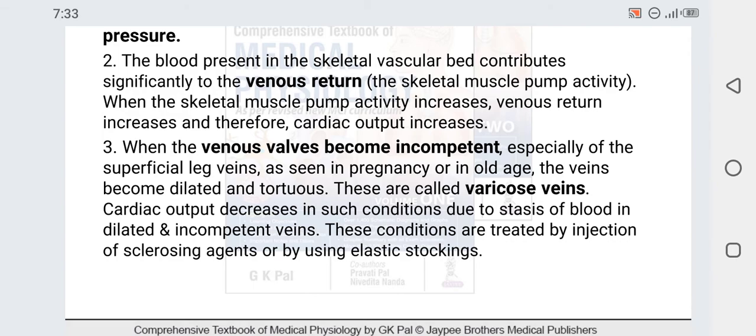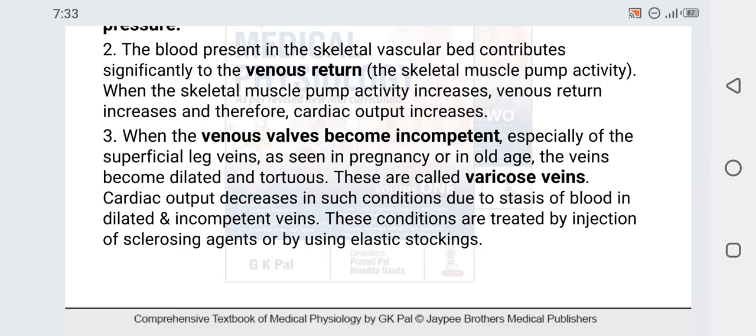and therefore cardiac output also increases. Third importance is when the venous wall becomes incompetent, especially of the superficial leg veins, as seen in pregnancy or in old age, the veins become dilated and tortuous, and these are known as varicose veins. So, what happens in this condition? The cardiac output decreases in such a condition due to stasis of blood in the dilated and incompetent veins, and these conditions are treated by injection of a sclerosing agent or by using elastic stockings.